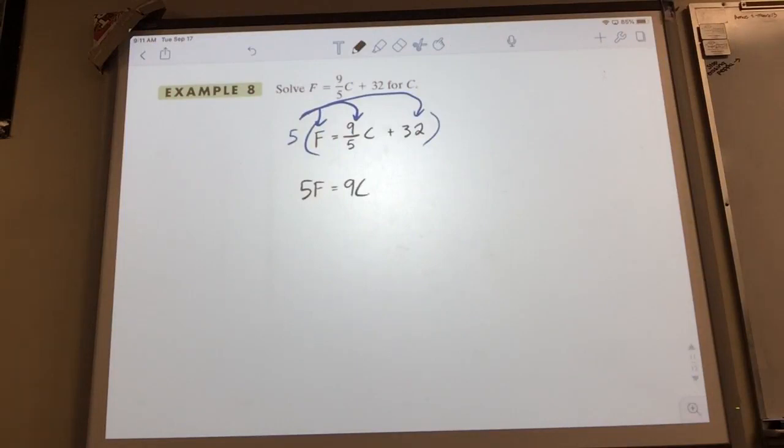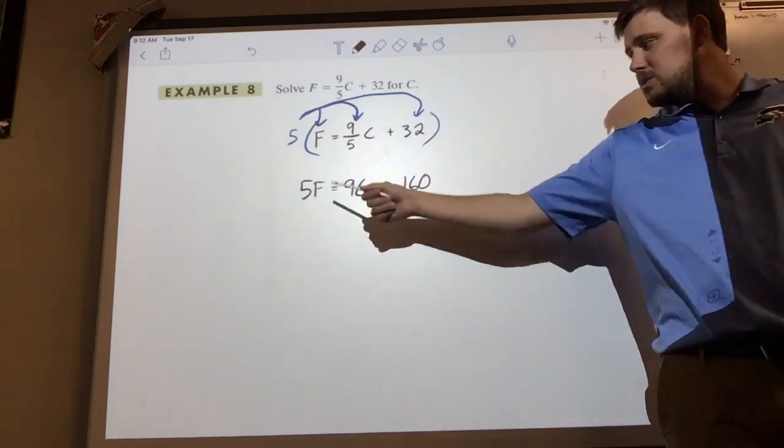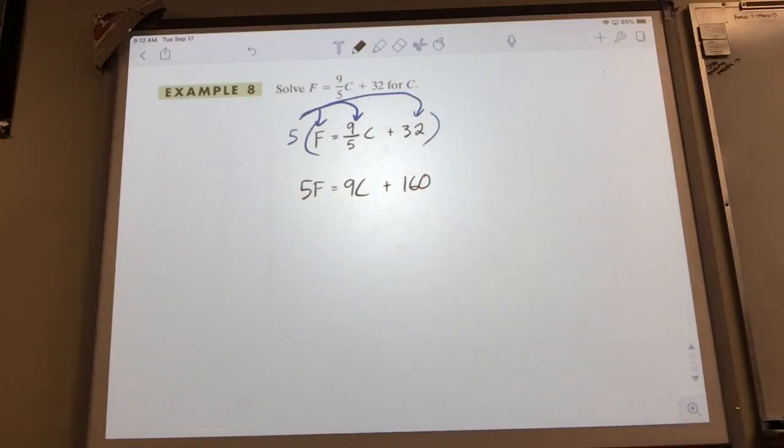5 times 32, that is 150, what? 160. 160? Yeah, 160. 150 plus 10, so 160. Okay, so now we want to move everything away from C. So we need to subtract 160 from both sides. So 5F minus 160 equals 9C. And then we need to divide both sides by that 9.